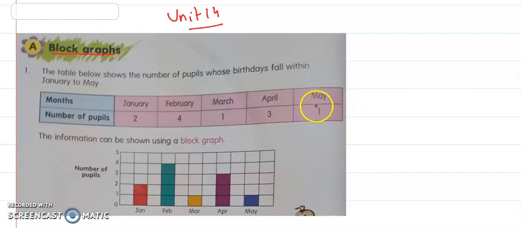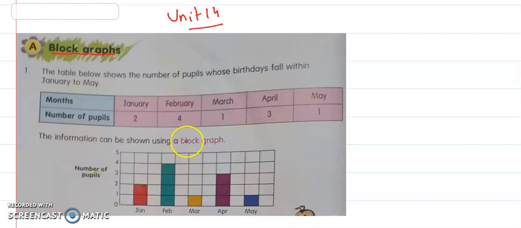If we have, for example, in this picture you can see the list of the months is shown here. We have January, February, March, April, May. This table is giving information about the birthdays of different students in these months. So this was one way that the table is showing that in January there were two students whose birthday was in January. In February there were four students, in March one, in April three, and in May one student. This was one way to give the information about the details.